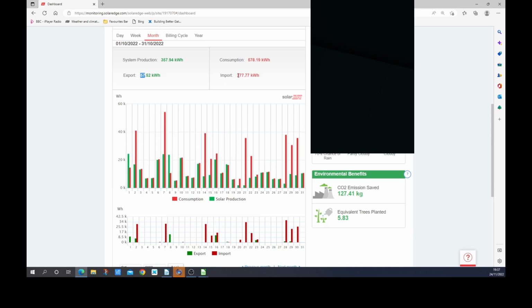But we are importing more electricity. That has less to do with the battery. It's got more to do with the fact that I've been at home all the way through October, whereas last year I was away from home for about a week, which meant that a large portion of my charging for my car was done away from home.